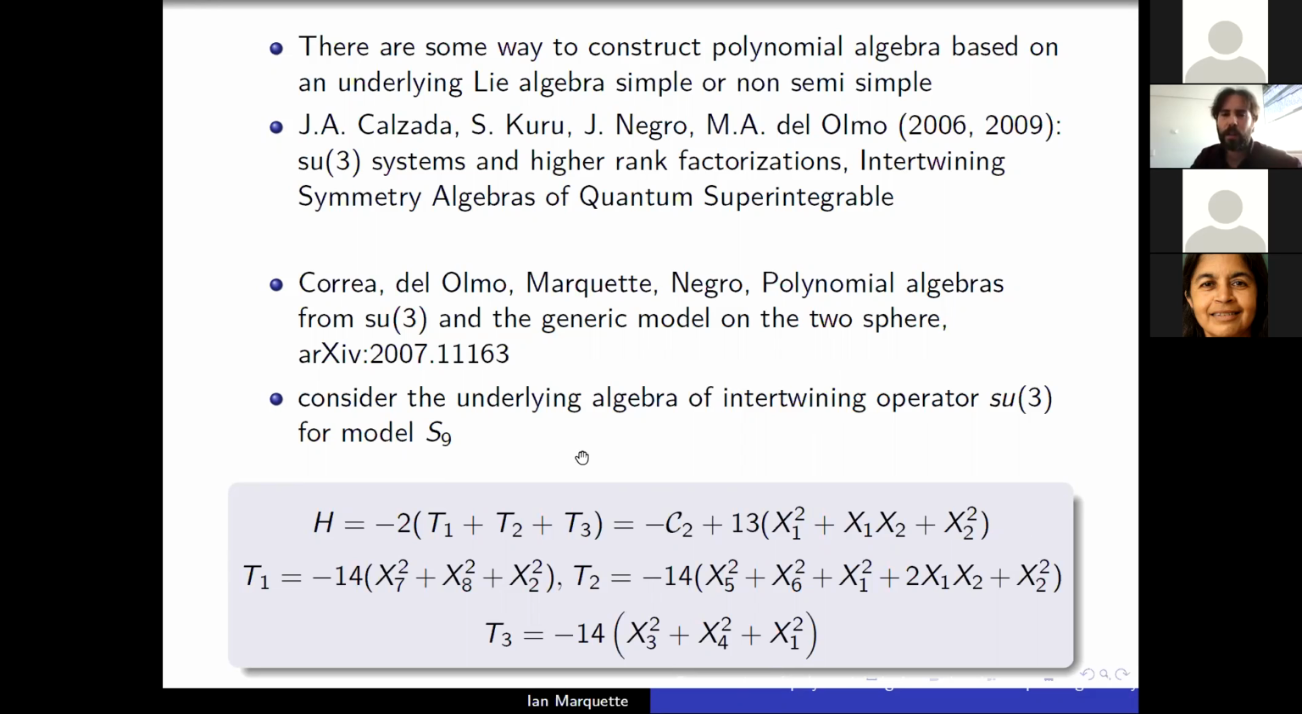So if you look for all the second order polynomials in X1 up to X8 such that they commute with the Cartan X1 and X2, you only get these three polynomials, and you can form the Hamiltonian by the sum of T1, T2, T3, or you can write it in an alternative way with the second order Casimir and the Cartan. And when you use the explicit realization, you will get the usual integrals of motion for the model on the two-sphere.